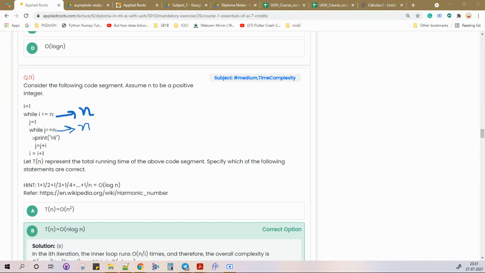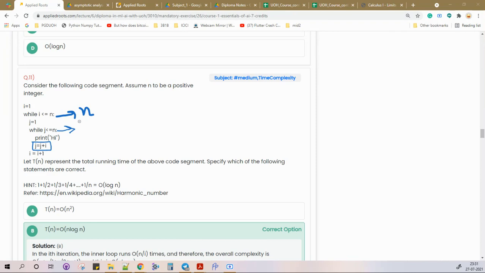Correct. Now what they are doing is okay. This will not run for n time. Okay, there is a catch. So j is not equal to j plus 1. J is nothing but j equal to j plus i, right? Now okay, that's fine. So we need to calculate it.